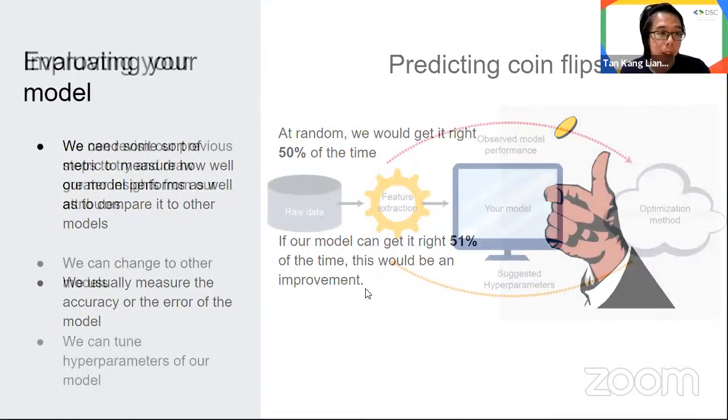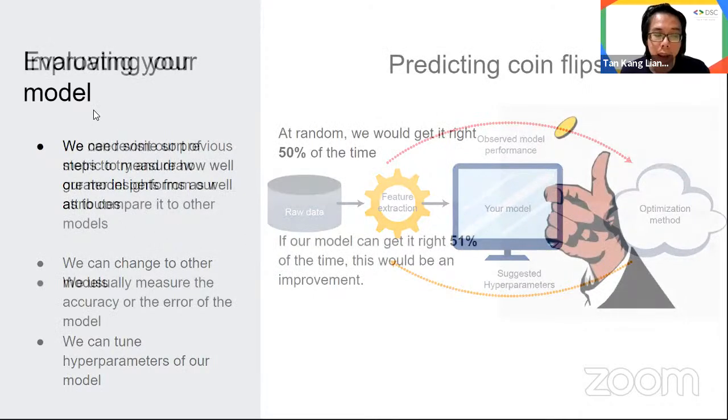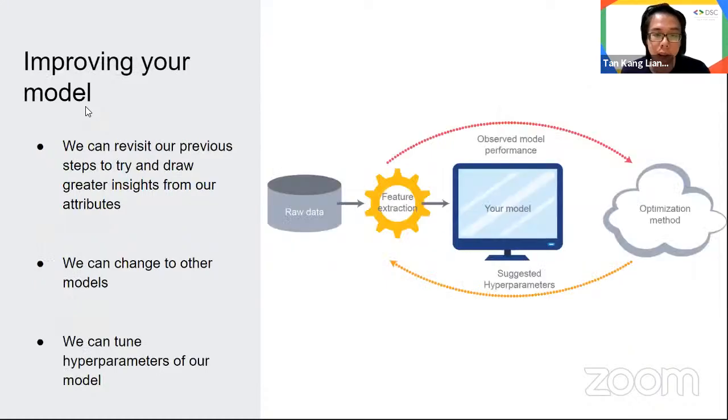Okay, so after we're done evaluating our model, we need to look at how we can improve it. Let's say you obtain an error of 15%. We want to improve our model to reduce this error. And what we can do is we can revisit our previous steps to try and draw greater insights from our attributes. So all the data processing that you've done so far, you can revisit them and look at what else you can improve or what assumptions you may have about the data set that could be wrong.